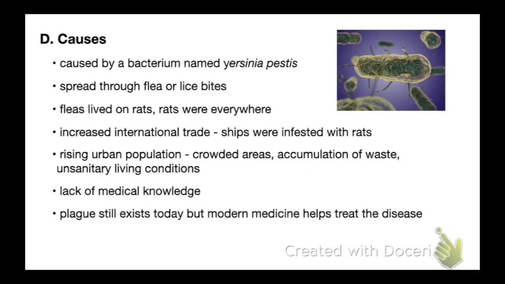So what causes the plague? Well, the plague is not a virus. The plague was a bacterium named Yersinia pestis. You might think of pestis as like pests, carried on pests, fleas, rats. It was spread through flea or lice bites. Fleas lived on rats, and rats were everywhere.